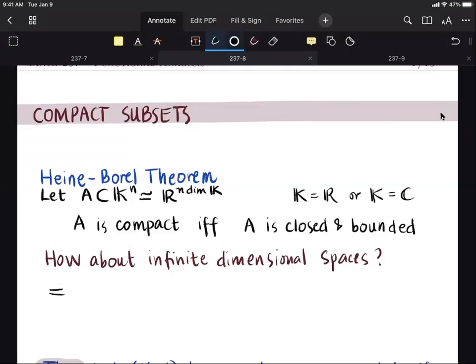However, it can be said that the implication, meaning if you have a compact subset, then it is closed and bounded, is valid in the case of metric spaces. So a compact subset of a metric space is also closed and bounded. So for the proof, you may consult a standard text in topology.